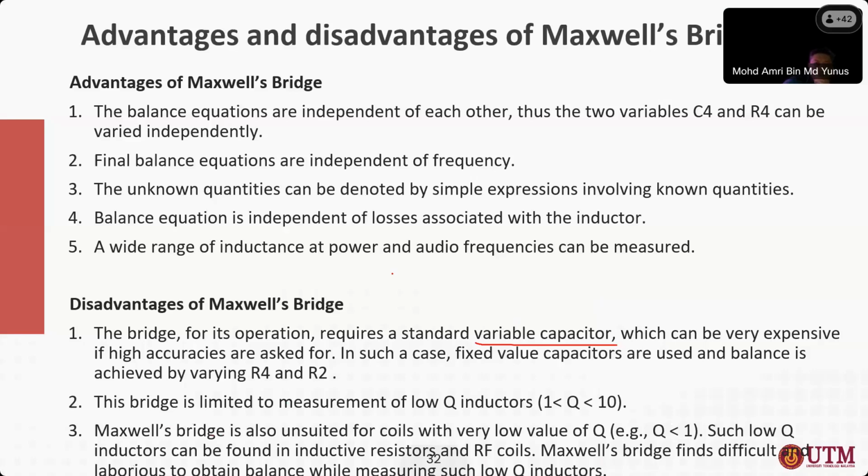And then the Maxwell bridge is limited to measurement of low quality. Q is the quality of the inductor, in between 1 and 10. So it's not very suitable for coils with a very low value of Q.